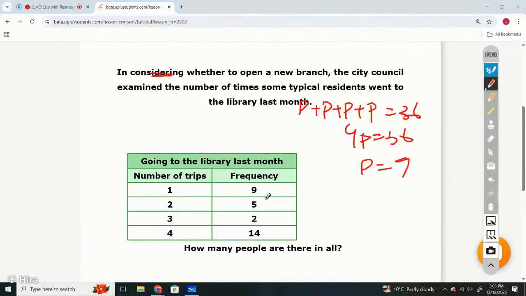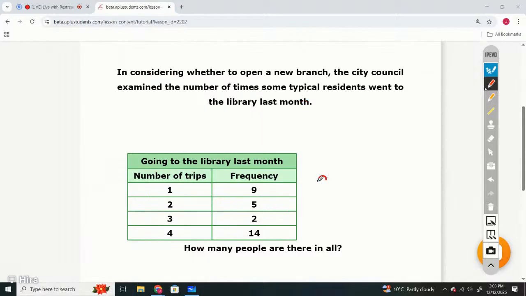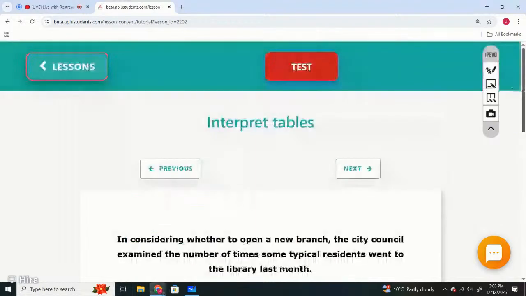We have to do 9 plus 5 plus 2 plus 14. 9 plus 5 is 14, 14 plus 14 is 28, and 28 plus 2 is 30. So that's 30 people in all. The correct option is 30. Now we are on the tutorial. Let's just start with the test questions.